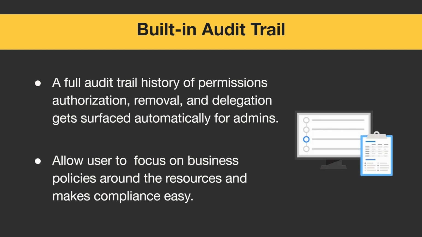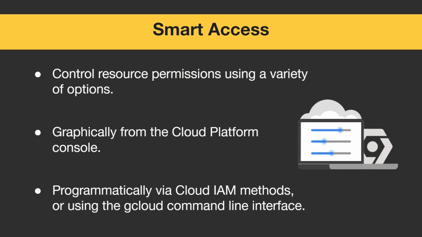An audit trail is actually the history of permission authorization: what permission you gave, what access they were given, and what you need to provide in order to make them authenticated and authorized in a secure manner. This allows users to focus on business policies around the resources, and this makes compliance easy. What is smart access? Smart access is controlled resource permission using a variety of options. So we have different options in order to secure our resources and services.